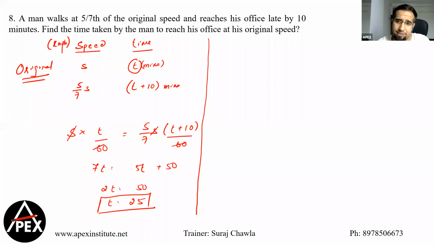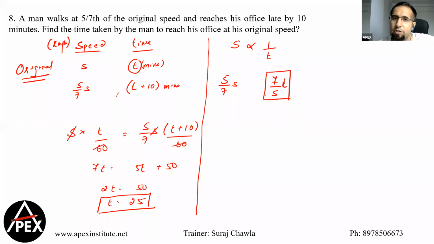Now comes the shortcut. Standard model. We should understand that distance is constant. If distance is constant, speed is inversely proportional to time. The more the speed, the less the time I take to cover the same distance. Now, if speed is equal to 5 by 7th of the original speed, inversely proportional, so time becomes 7 by 5 of t.